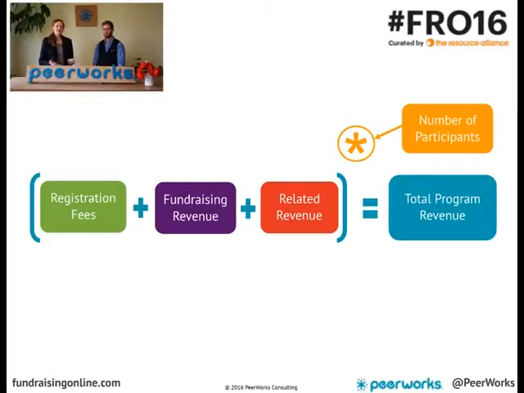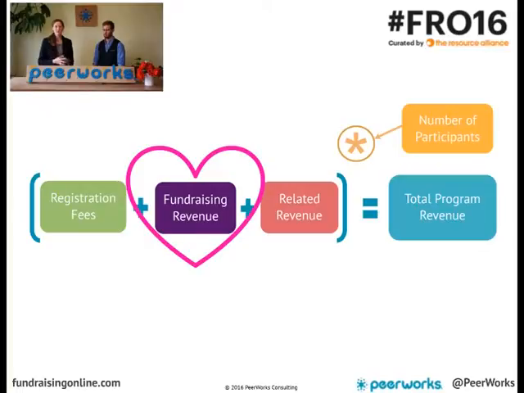Fundraising revenue is really at the heart of this whole equation with peer-to-peer fundraising. The money that your participants are getting for you with their networks, the amount of donations they're getting. And since we only have 45 minutes for this session, we really want to take a deep dive into this particular revenue driver and break it apart and show you how to make the most out of this.